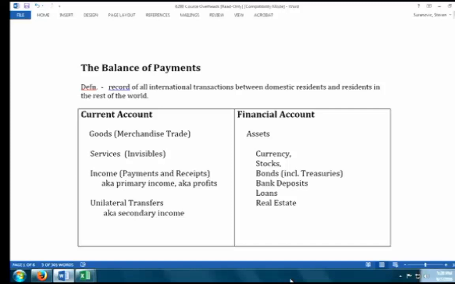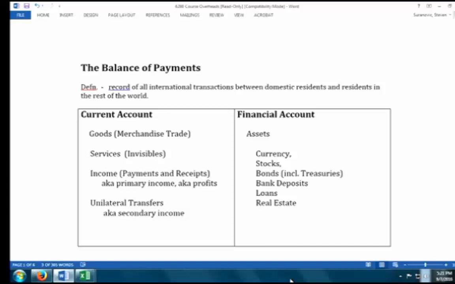Currency. So any kind of a trade of one country's currency for another between residents of different countries, you're going to record those transactions on the financial account side of the balance of payments. There's no good, there's no service, there's no profit being made on anything per se. It's just a pure transfer of one currency for another. There are assets being exchanged.